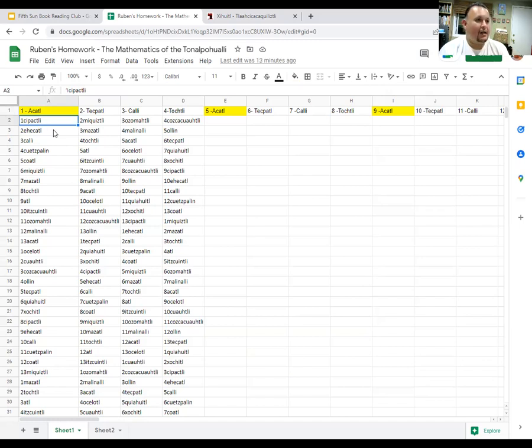And so that concludes this introduction of the mathematical patterns of the tonalpohualli.